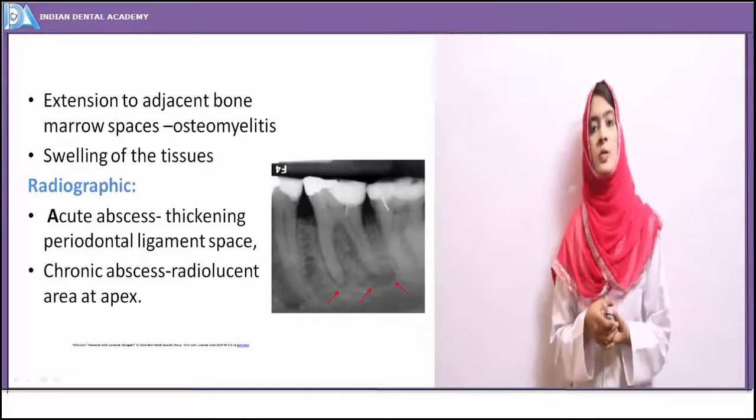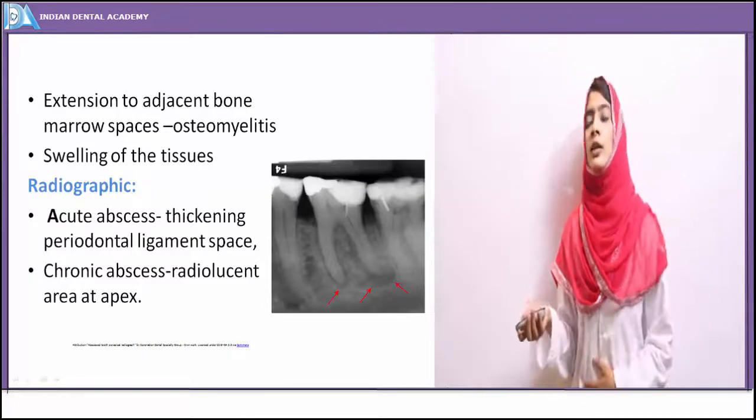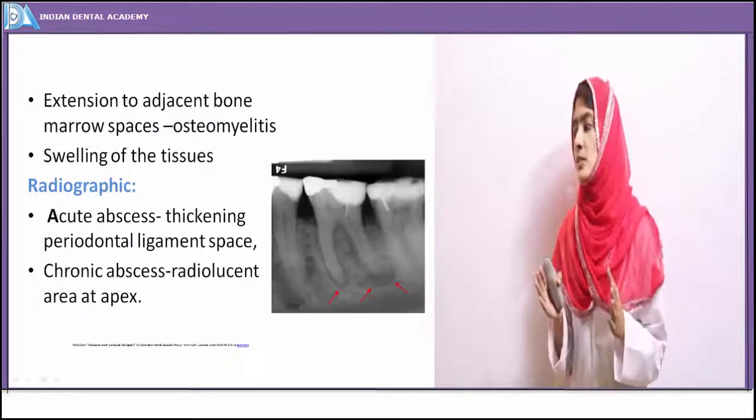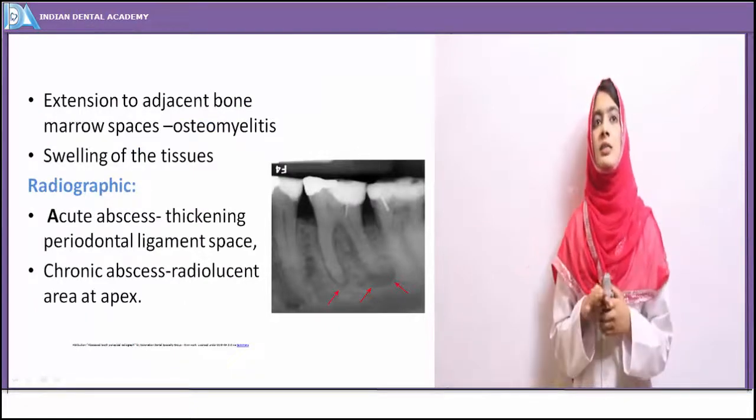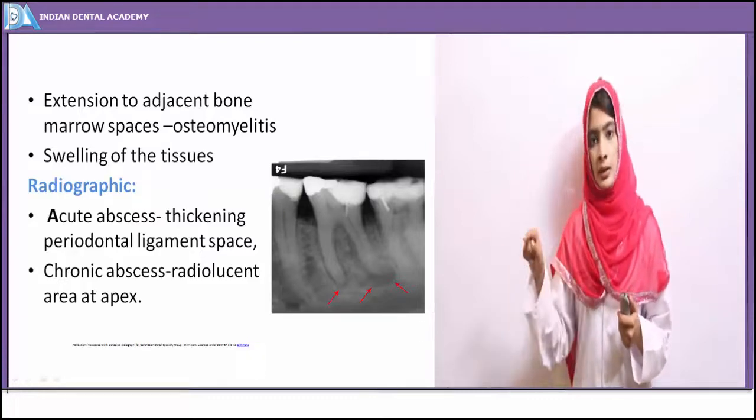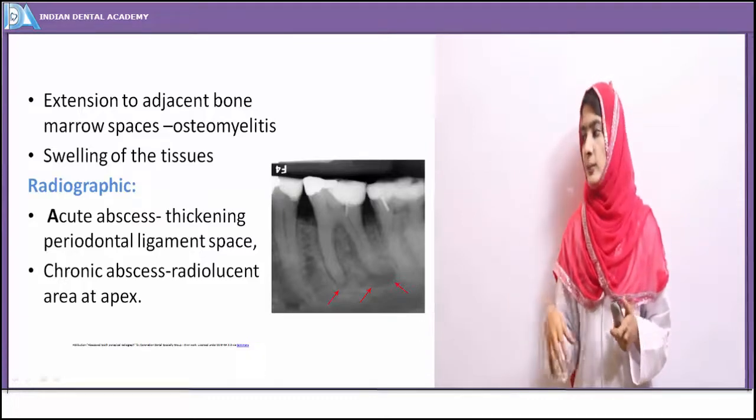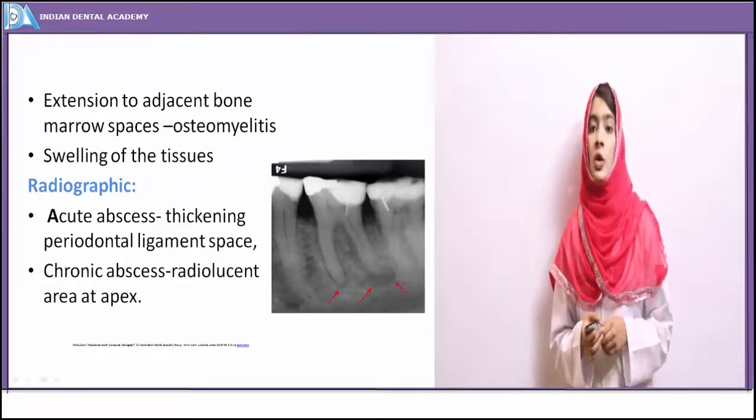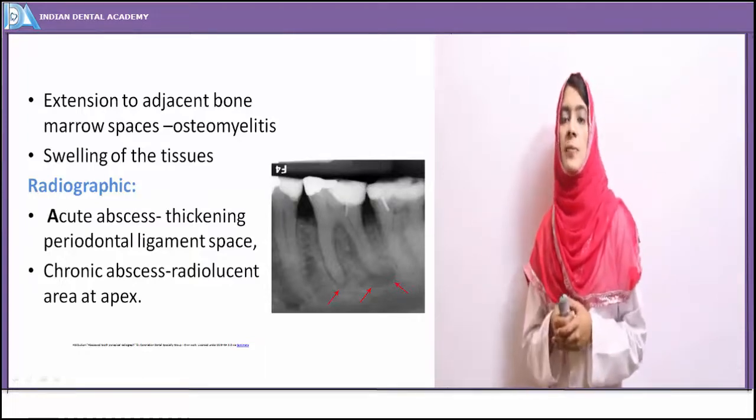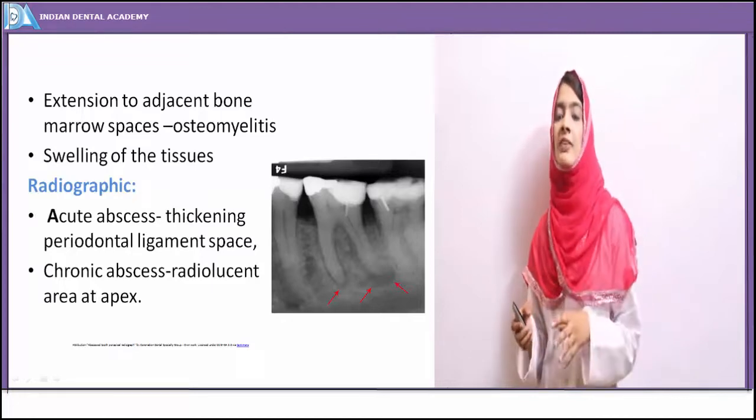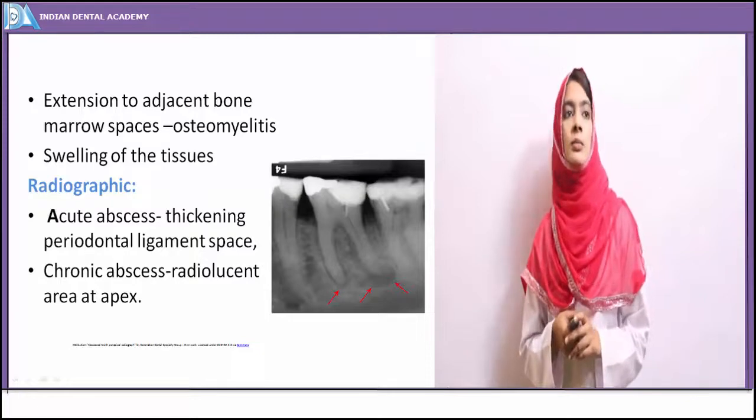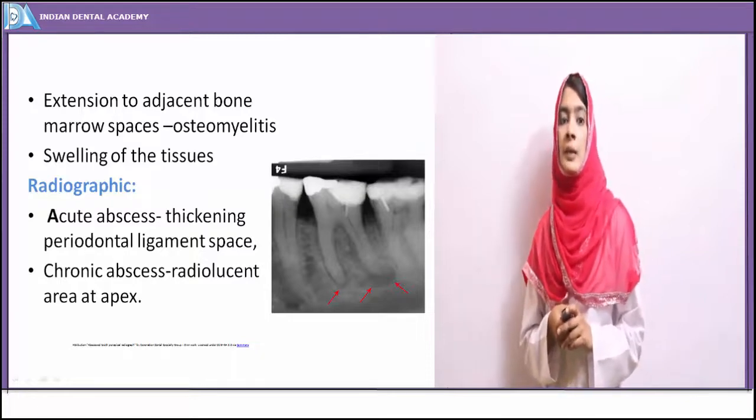When you see the microscopic picture of this acute periodontal abscess or periapical abscess, you see that the periodontal ligament space is thickened, and there is a radiolucency at the root apex involving the particular root. The chronic abscess presents as just a radiolucency or abscess formation at the apex, which is relatively diffuse in nature. It is not surrounded by any radiopaque rim as seen in an apical periodontal cyst.